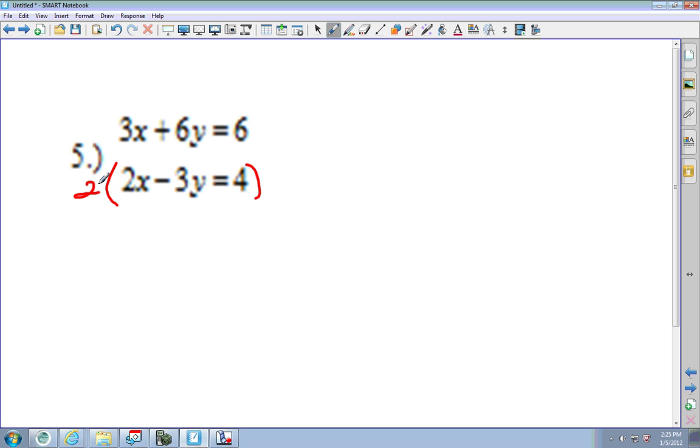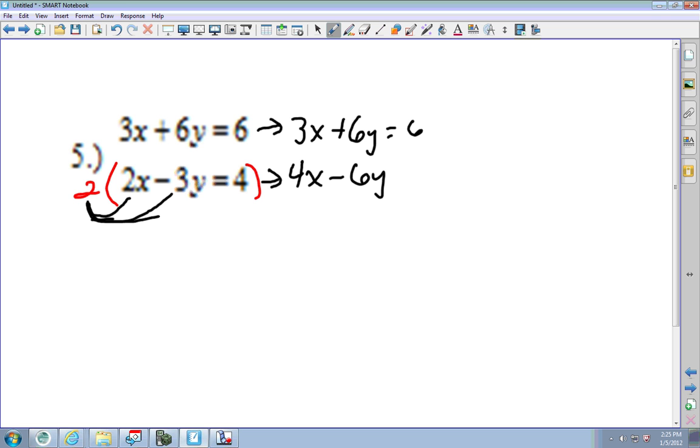So first you need to have the same number in front of your letter. The other thing is one has to be positive and one has to be negative. Well, that's already happening, so I'm okay with that. So I'm going to rewrite the top equation. I didn't do anything with it. Now let's do the bottom. I have to do the distributive property. 2 times 2x, 4x, 2 times -3y, -6y, 2 times 4 is 8. I'm going to combine these together. 3x plus 4x is 7x. My y's cancel. And 6 plus 8 is 14.